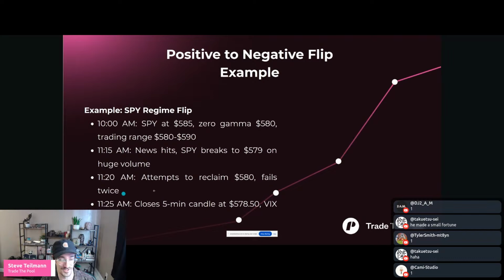So I'm sorry, let me finish this example. We attempt to reclaim the 580 twice. It fails twice. 5 minutes later, we close the 5 minute candle at 578.50, and VIX just spiked 7%. So guys, are we buying this dip? Give me a one in the chat if we're buying this dip. Give me a two in the chat if you don't want to touch this, and maybe you're looking short.